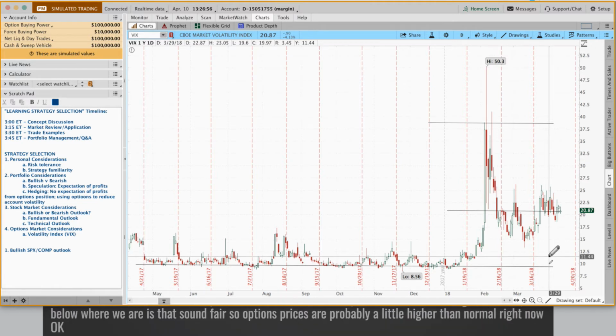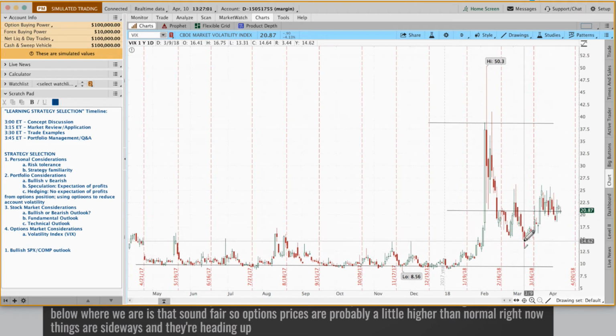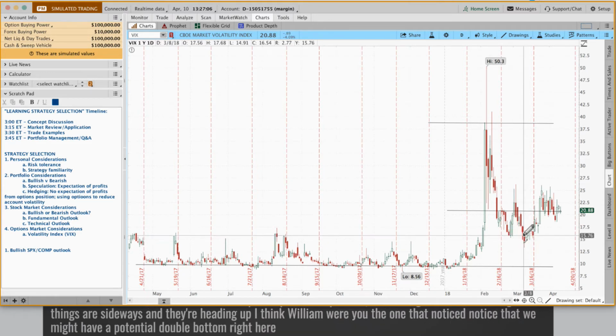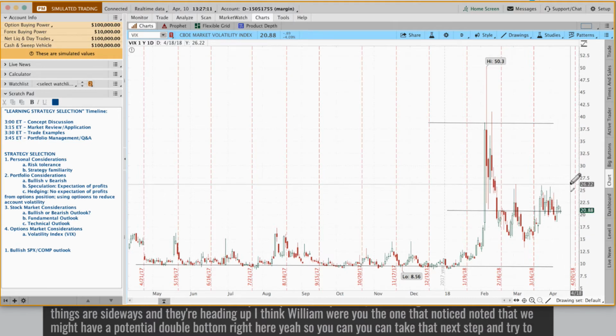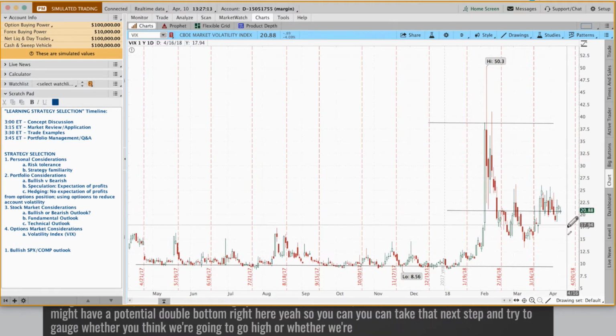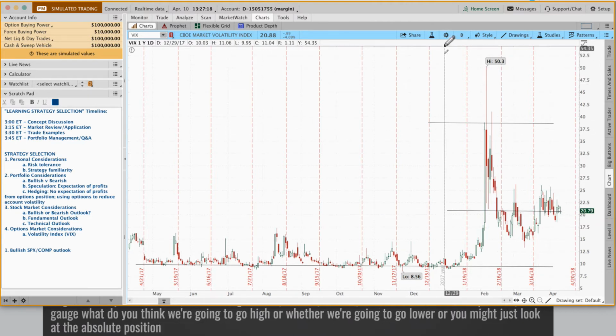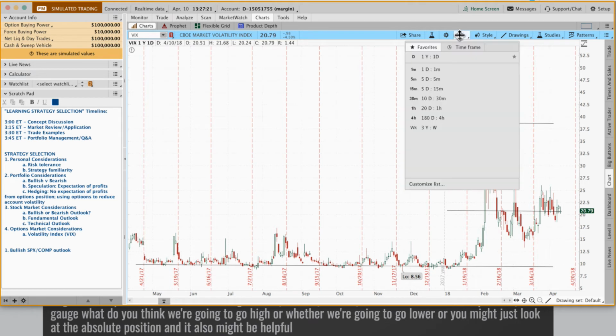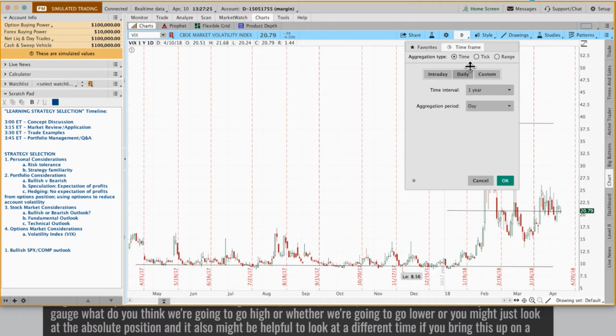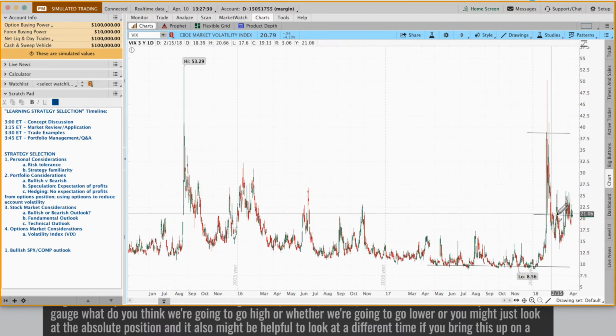Okay? Now, William is saying that things are sideways and they're heading up. Yeah. And I think, William, were you the one that noted that we might have a potential double bottom right here? Yeah. So you can take that next step and try to gauge whether you think we're going to go higher or whether we're going to go lower, or you might just look at the absolute position. Okay? And it also might be helpful to look at a different time frame. If you bring this up on, let's go to maybe 3-year, but let's leave it on a daily chart so we can still see where we are right now.